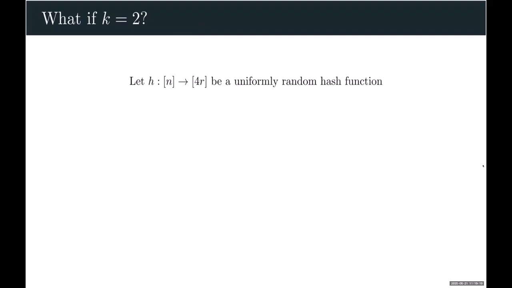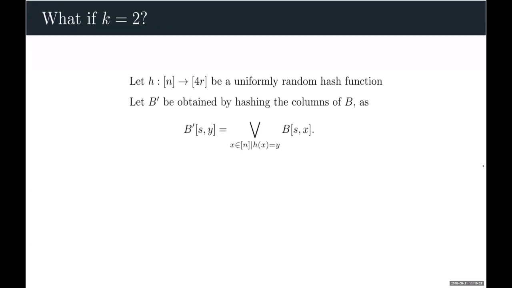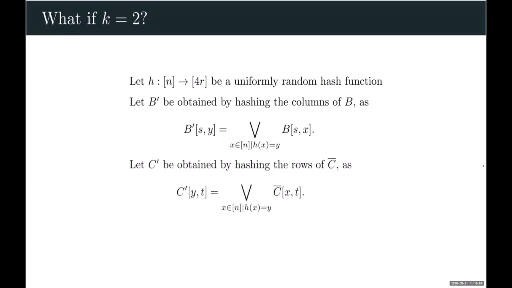So let's take a uniformly random hash function H that will contract the universe of size n to a universe of size 4R. We will construct matrix B prime by hashing the columns of B in the following sense. We take an entry S, Y to be just the OR of all the x's that hash by H to Y. Essentially, if we have one in the whole bucket, we make the whole bucket equal to 1. That makes sense. All right. And then we do the same thing for C, but with the rows instead of columns.